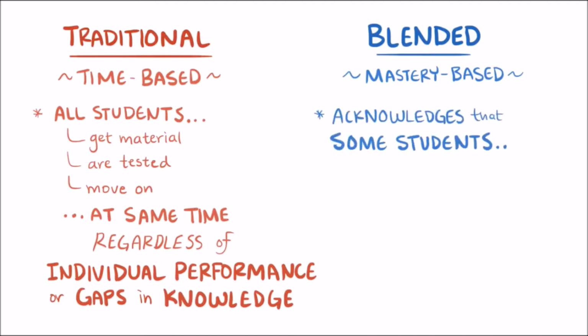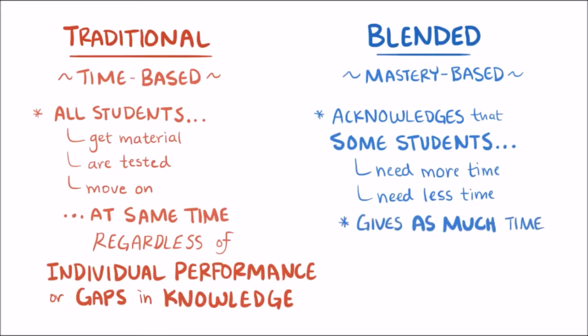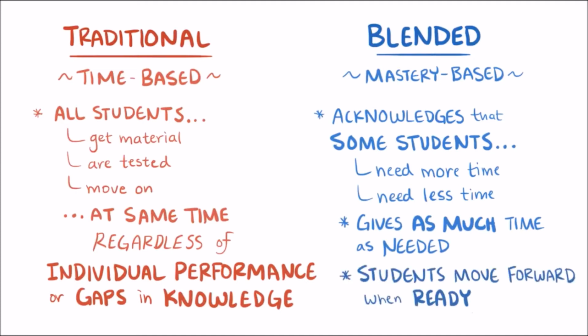Blended classrooms are flexible enough to allow the use of a mastery-based model, which acknowledges that not all students are going to get the material at the same time. Some students might need more time to understand a topic, while at other times those same students will speed ahead. By giving students as much time as they need on a topic, and letting them decide when they're ready to be tested, blended classes can help to ensure that students move forward only when they've shown that they can apply what they've learned with confidence.